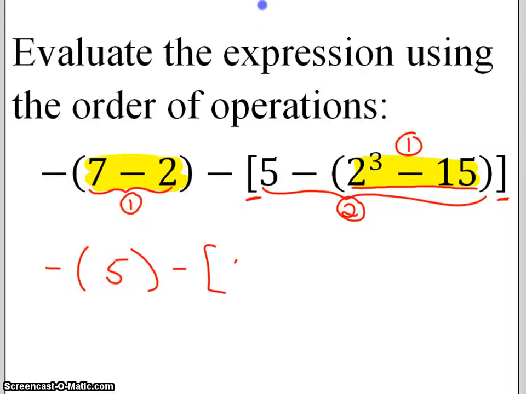Keep the bracket. We're not touching that 5 just yet. Minus, keep the parentheses, because all we're going to do right now is 2 cubed. 2 cubed means 2 times 2 times 2. That's 8. Keep the minus 15. Keep the parentheses. Keep the bracket. Okay, next.